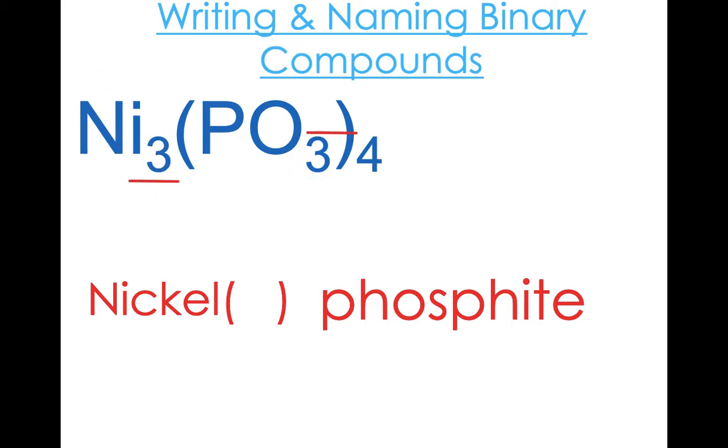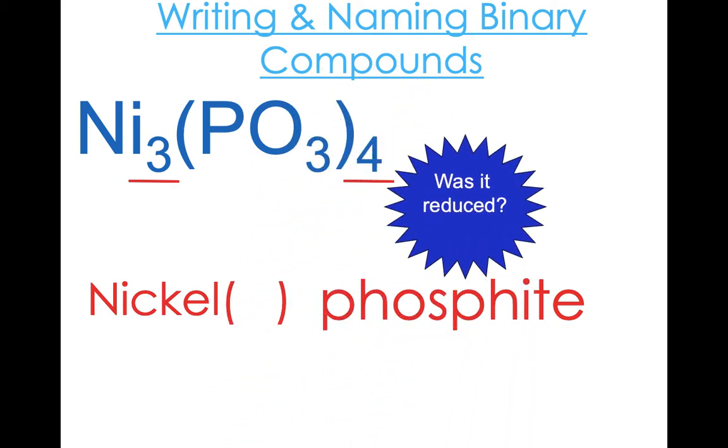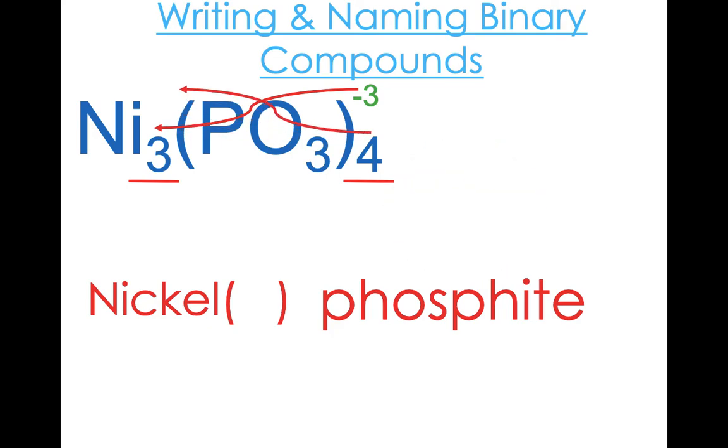Right now we're seeing a 3-to-4 ratio. Was this reduced? What was the original charge on that PO3? Again, look on your ion sheet, last column. That was a -3, which means if that were a -3 originally, then I should see a 3 down here, and I do. So was it reduced? No. I should see a 3 next to the nickel, and I do see a 3 next to the nickel, which means, since it wasn't reduced, that the original charge on the nickel was a +4. So this is going to be nickel 4 phosphite.